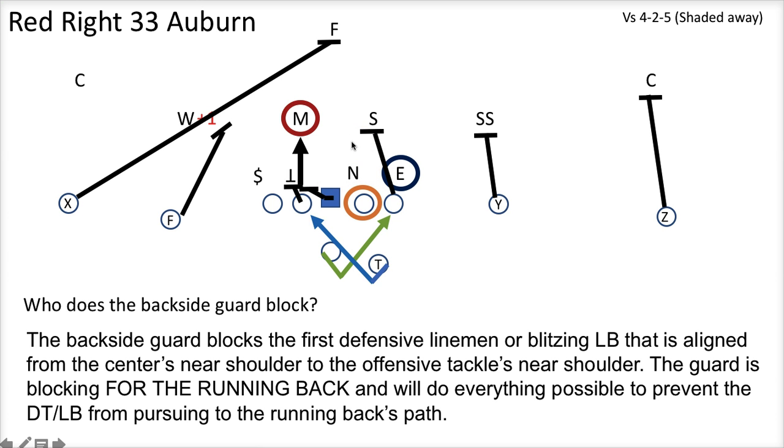The guard is blocking for the running back and will do everything possible to prevent the defensive tackle or linebacker from pursuing to the running back's path. In this case, he blocks the offset nose.